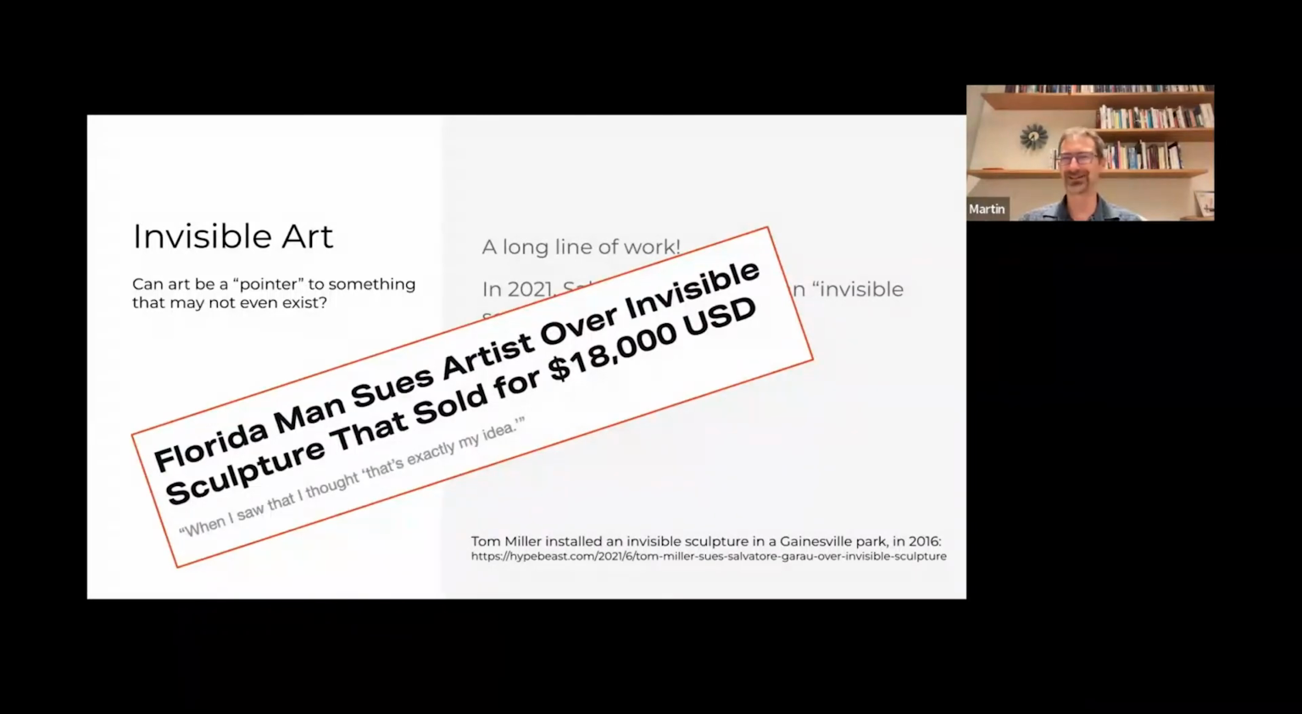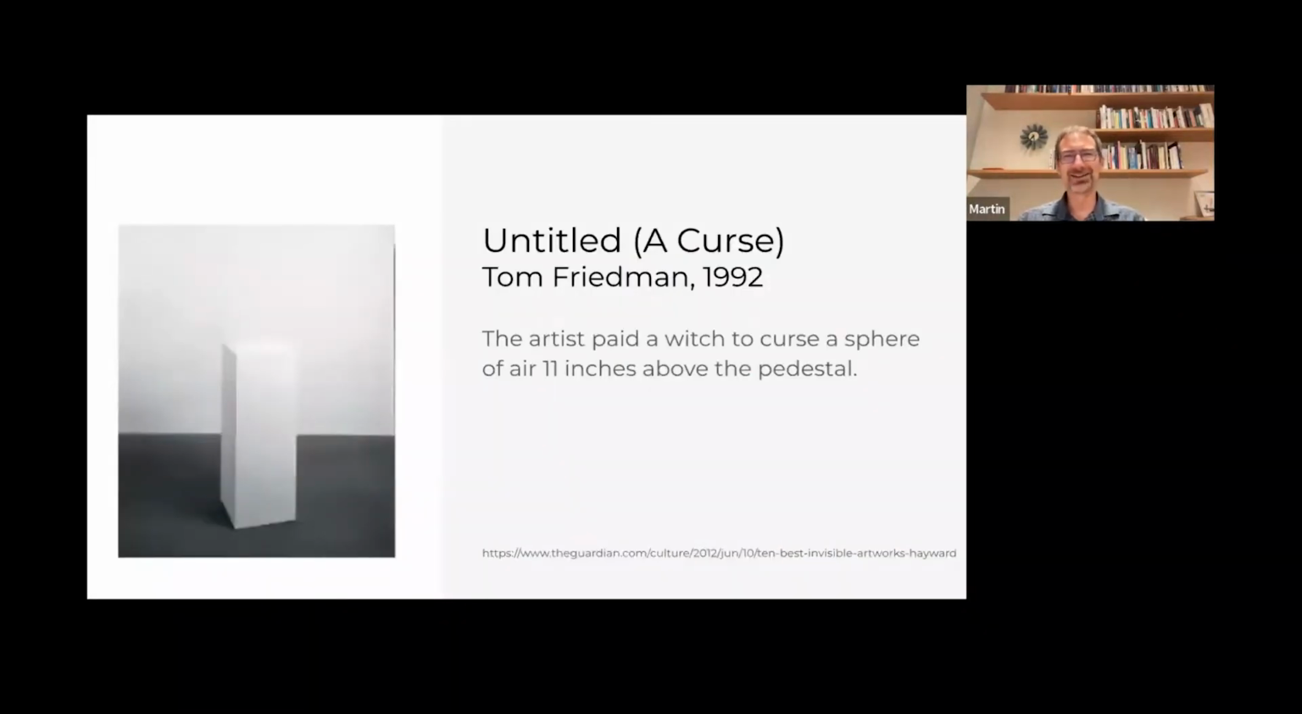But next slide, please. Here's another example of invisible art. Tom Friedman in 1992, very enterprising. He found a professional witch, someone who would do curses for money. And the artist paid the witch to curse a sphere of air hovering 11 inches above this pedestal. And that became the object of art.